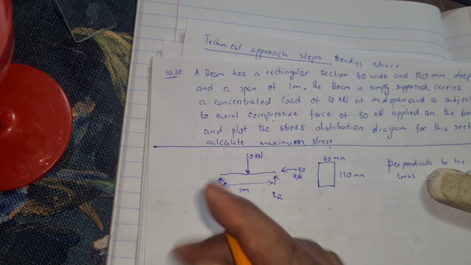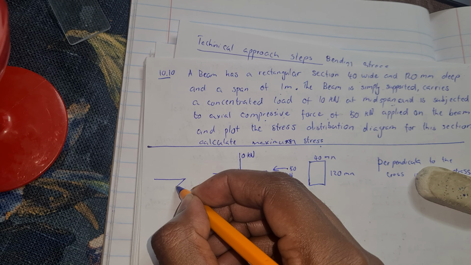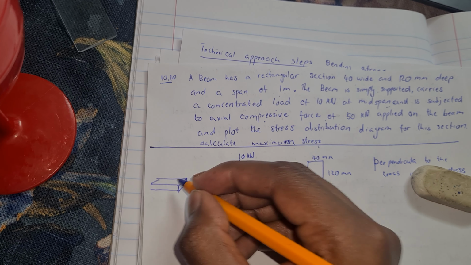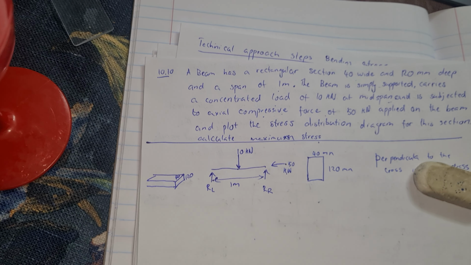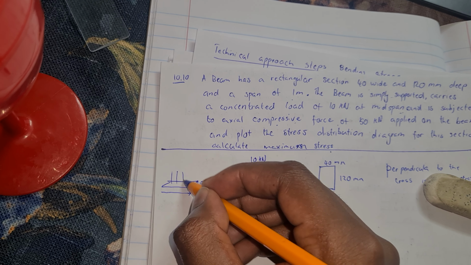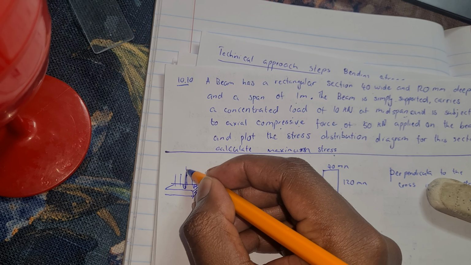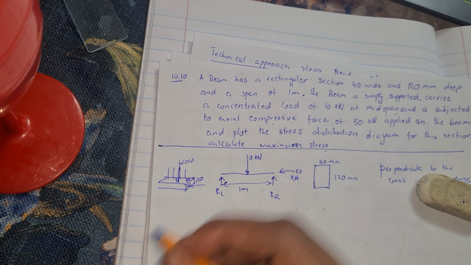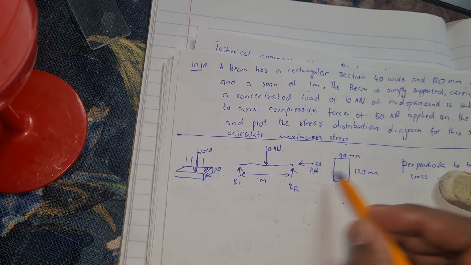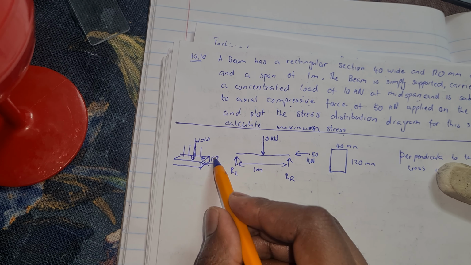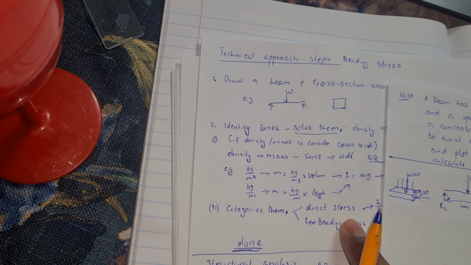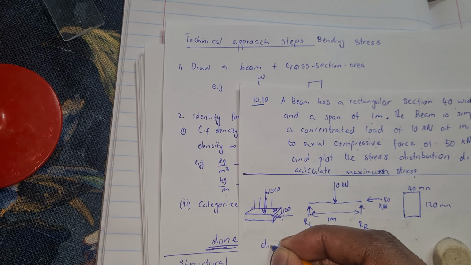So the 50 is indeed perpendicular to the cross section, because if you look here, if you draw the beam in 3D, we have something like this, and then we have that 40 by 120 here, and then that 50 here, and then this 10 somewhere in the center. So indeed the 50 is perpendicular to the cross section. That means you have to do direct stress.